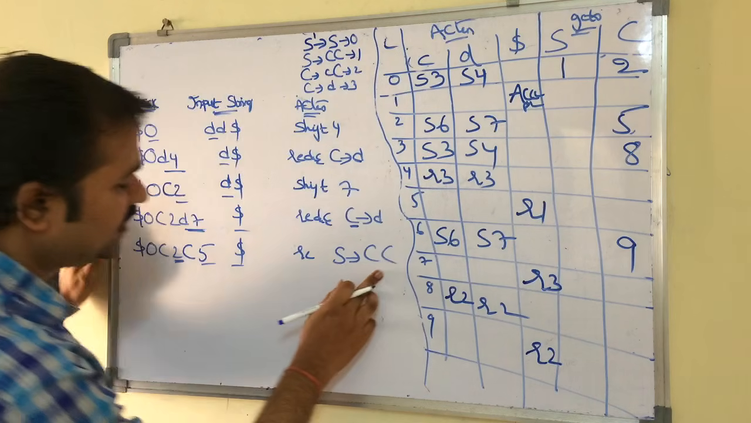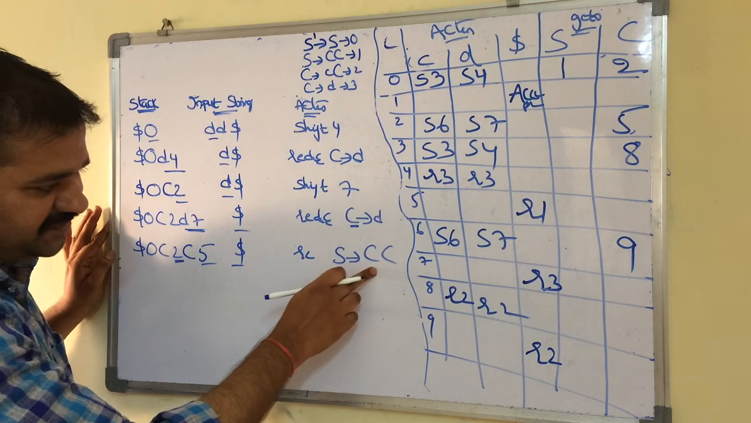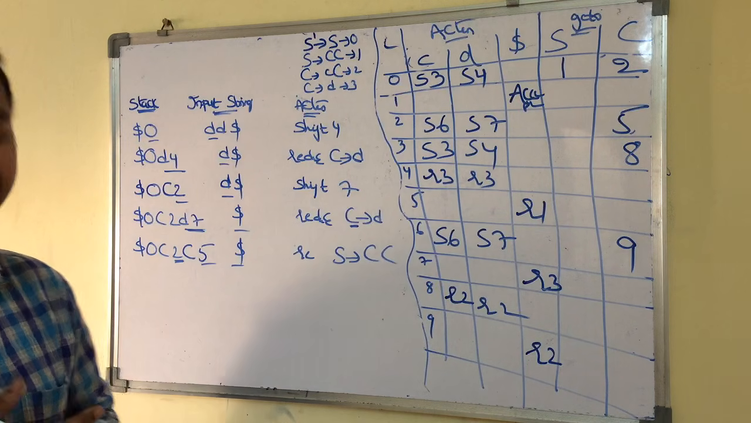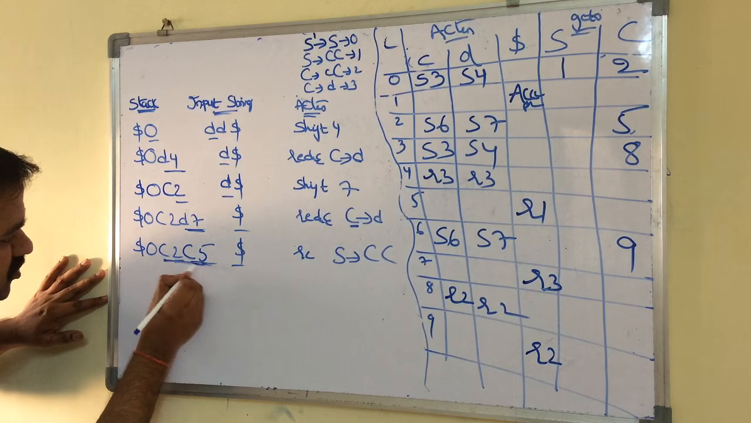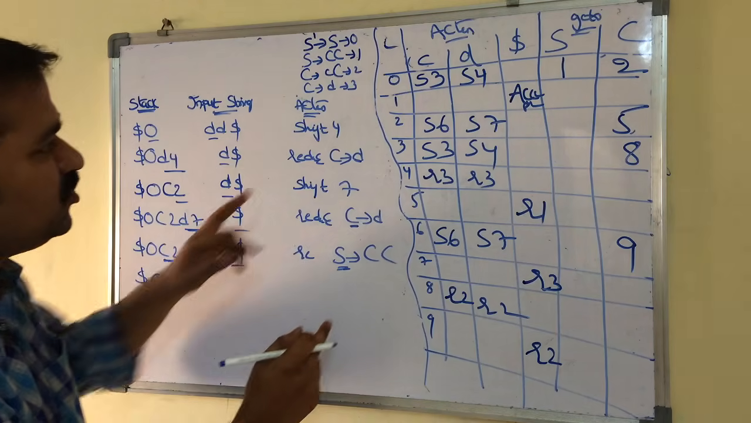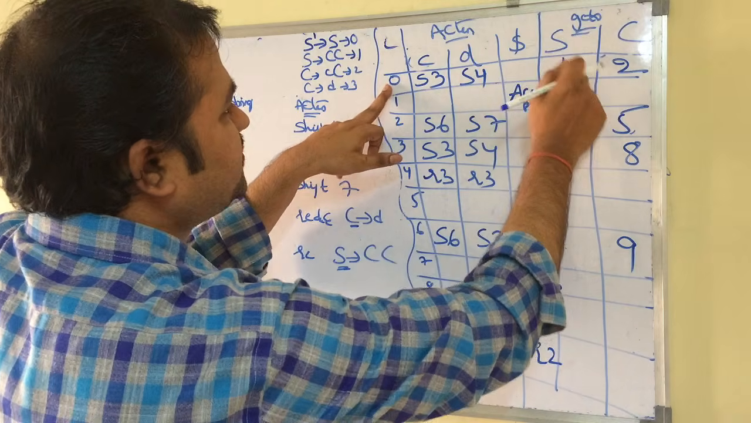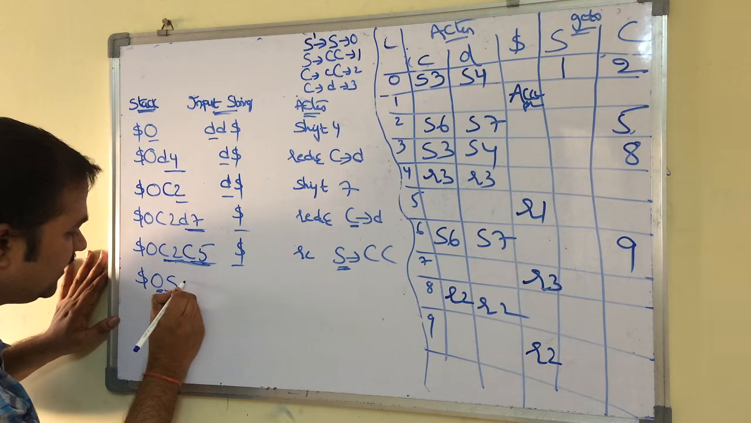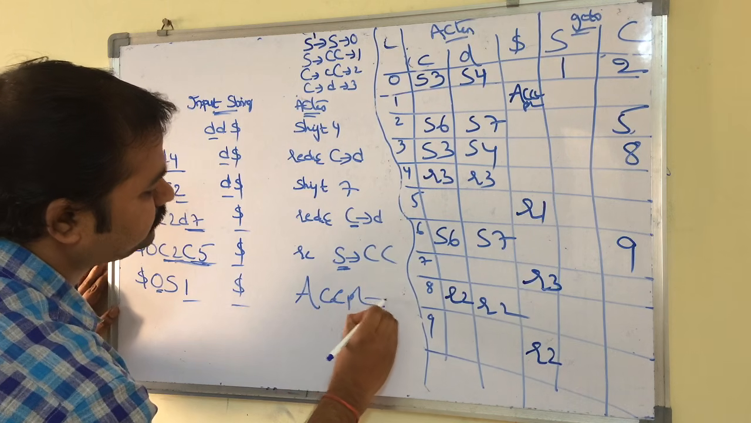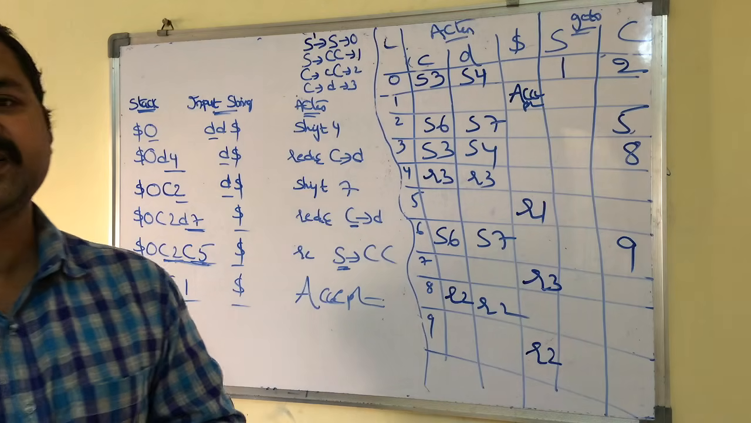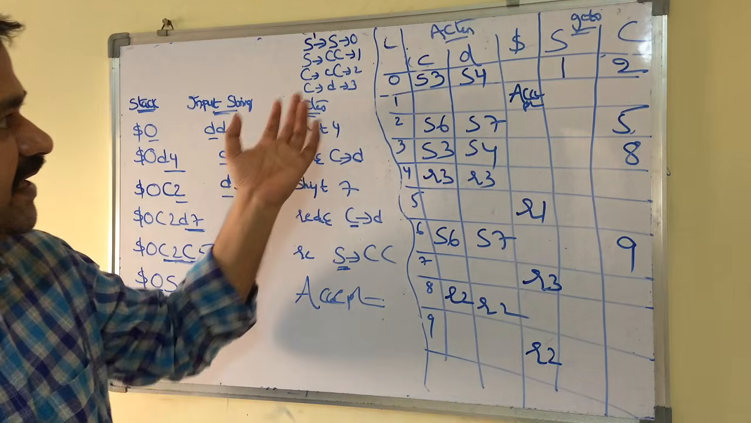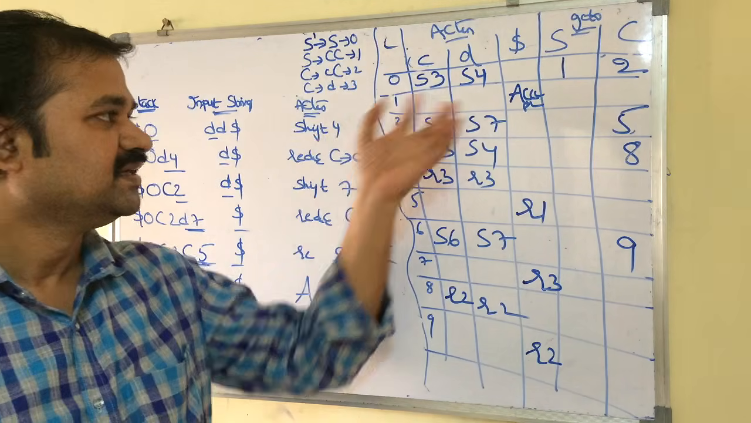R1. What is R1? S produces CC. Here the right hand side contains two symbols. If the right hand side contains two symbols, then we have to pop 2 into 2, that is 4 symbols from the stack. So 1, 2, 3, 4. These 4 are popped. So $0, and the left hand side non-terminal is S. So 0 on S means S1. First shift the symbol, next shift the state number. So $1 means accepted. So we can say that this input string is accepted by the grammar. So this is about CLR parse table construction as well as parsing of the input string using the CLR parse table.